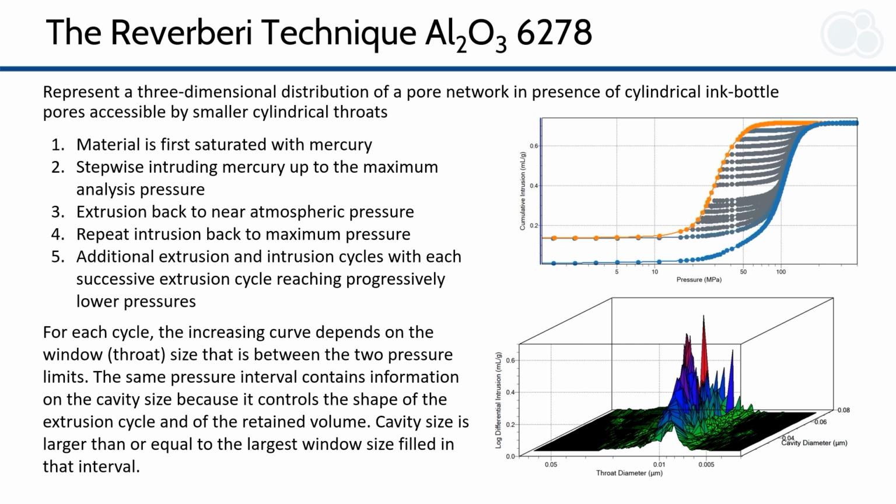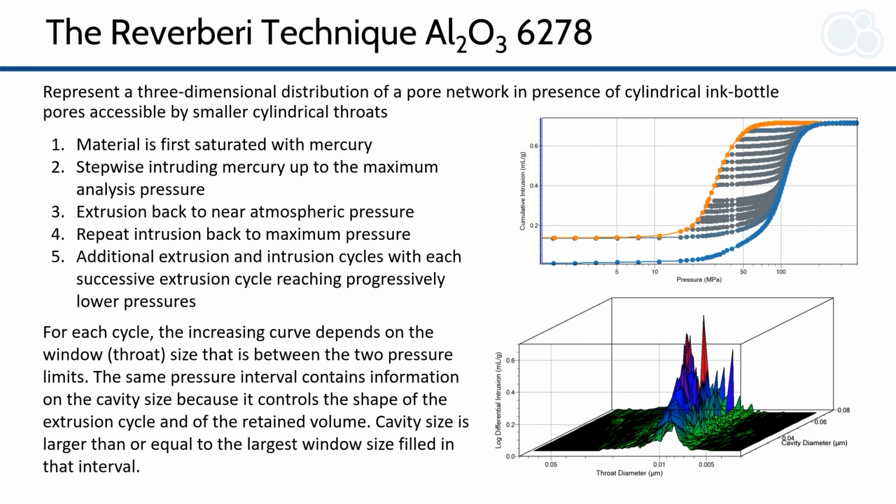For this technique, the test specimen is first fully saturated with mercury by performing a stepwise intrusion analysis up to the maximum desired applied pressure, filling even the smallest pores present. A stepwise extrusion analysis back to atmospheric pressure follows, then analysis stepwise back up to maximum pressure. Now additional extrusion and intrusion cycles are performed, with each cycle extruding down to progressively lower pressures. So for the first of these cycles, the pressure is only reduced slightly, then pressurized back to the maximum pressure, all following the same stepwise spacing of applied pressures.